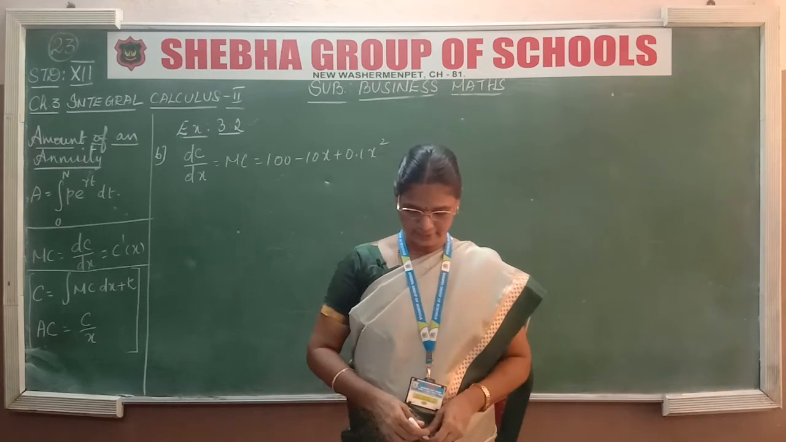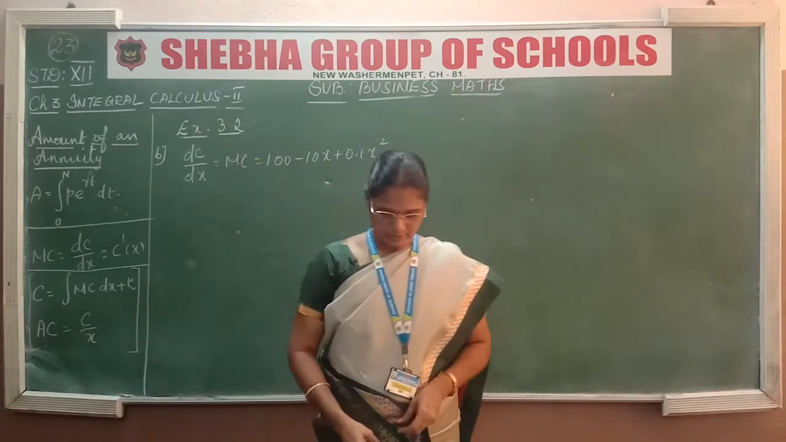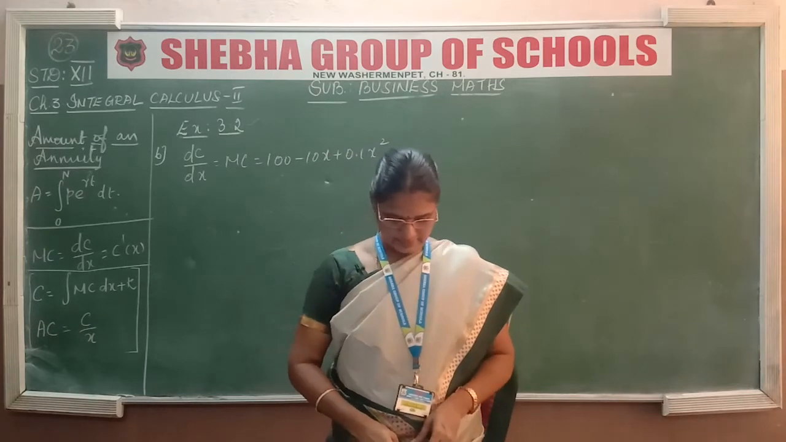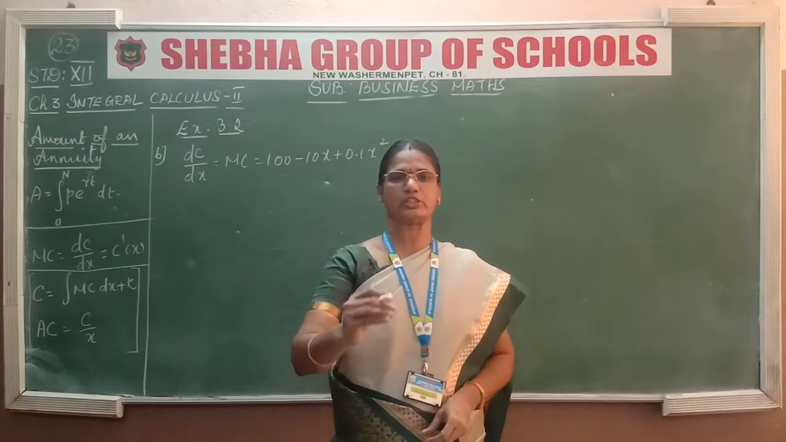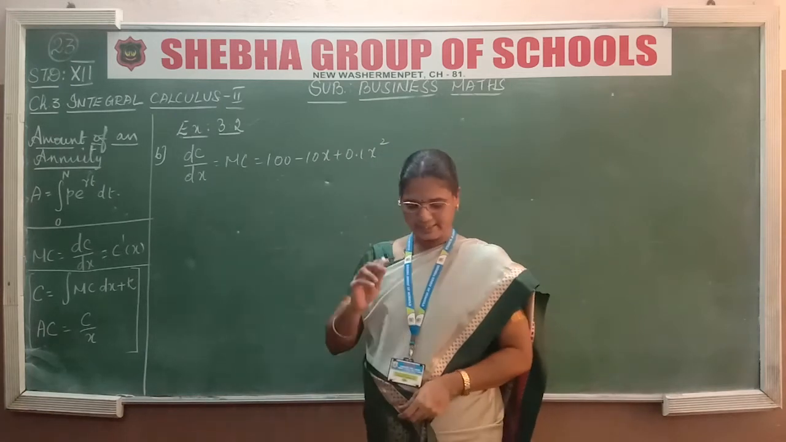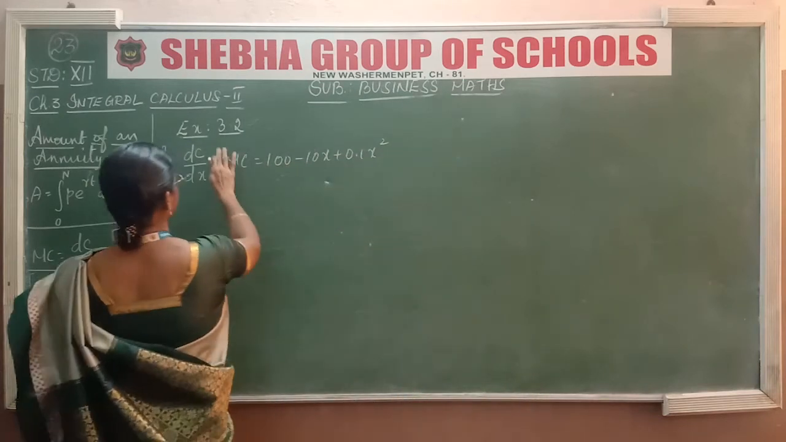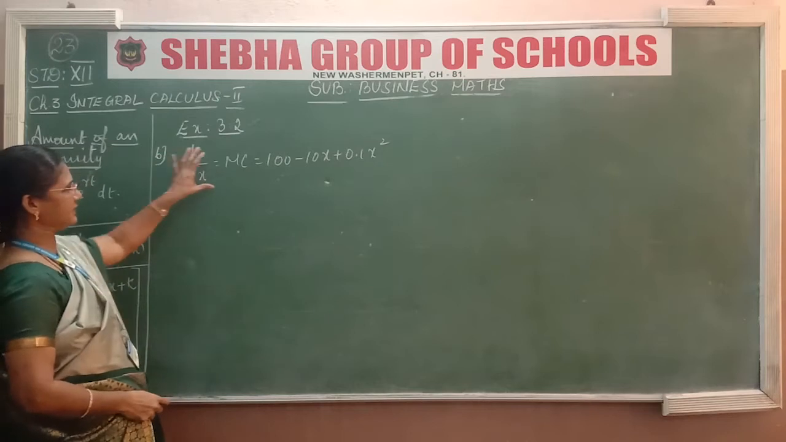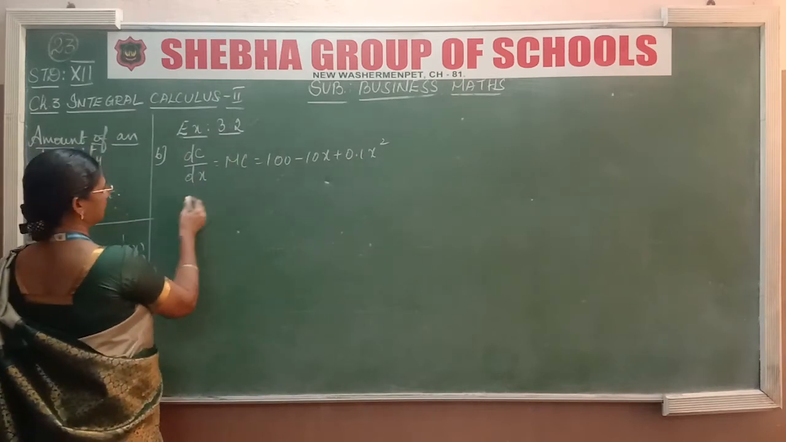We need to find total cost C, also average cost, under the assumption that its fixed cost is 500. Fixed cost means when x equals 0, our C value is 500. Using this, we have to find the K value, that is the constant of integration. Listen, this is given. dC by dx means MC. This is given, and we want to find the cost function.